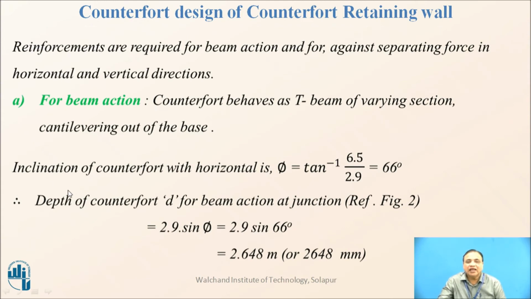So now the inclination of the counterfort we have determined from that figure. It is tan inverse of 6.5 divided by 2.9, that is 66 degrees. So the depth of the counterfort D from the beam for the beam action at a junction, as shown in figure 2, is 2.9 times sin phi. So that will give us 2.48 meter.